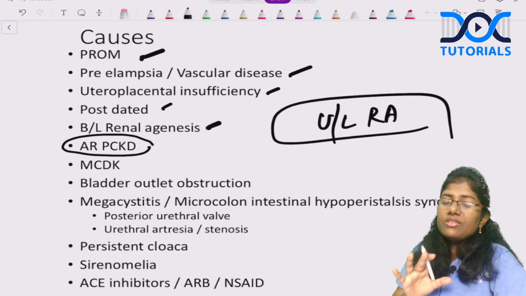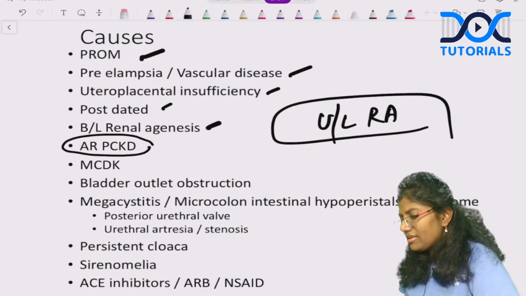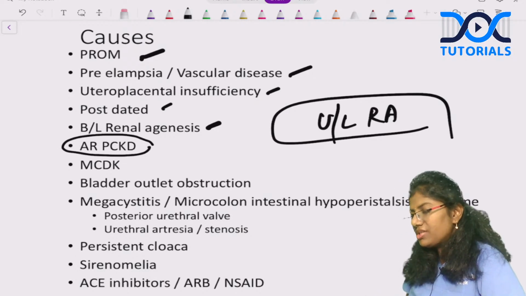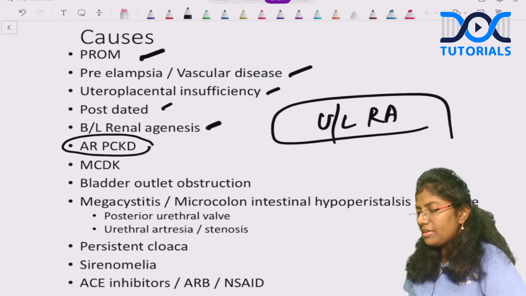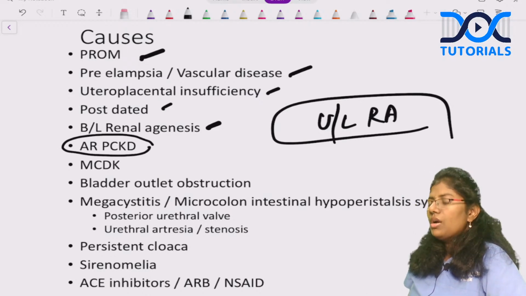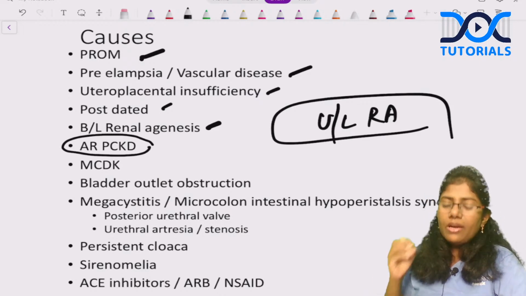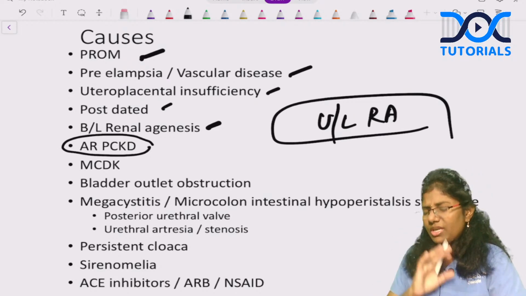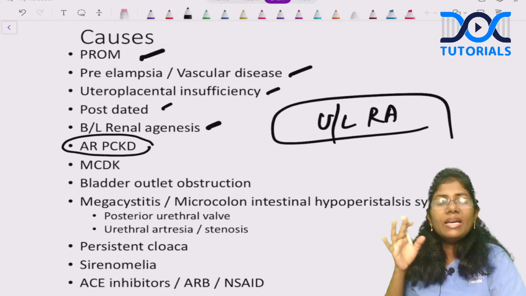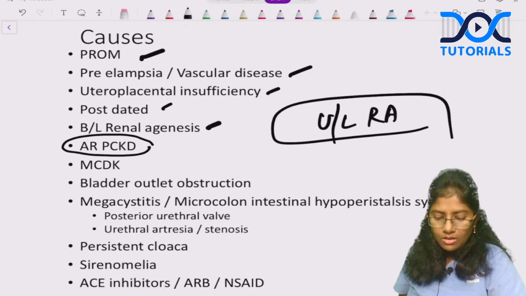Okay, so bilateral versus unilateral, which one leads to oligo? Bilateral or unilateral? Your answer is correct, but tell me, unilateral renal agenesis or bilateral renal agenesis, which one actually leads to oligohydramnios? Tell me. Yes, only unilateral renal agenesis leads to oligohydramnios and not bilateral. Okay, I'm sorry, I'm making it the wrong way around. Only bilateral renal agenesis leads to oligohydramnios and not unilateral.